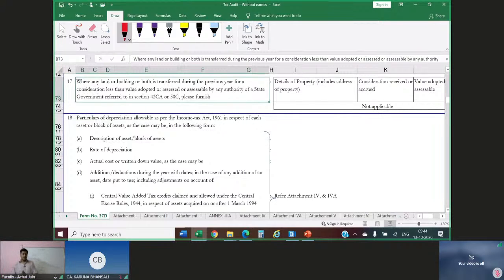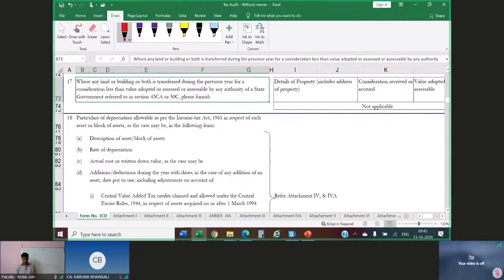Okay, yeah. Now how is this clause relevant? See, let's suppose during the year a building has been sold by the entity. The cost of the building, let's suppose, was rupees 15 crore, and the market valuation of the building was, say, somewhere around 18 crores. But the assessee has sold the building for rupees 12 crore only.